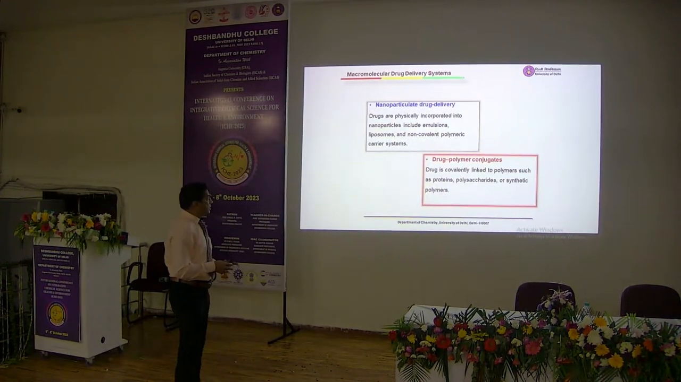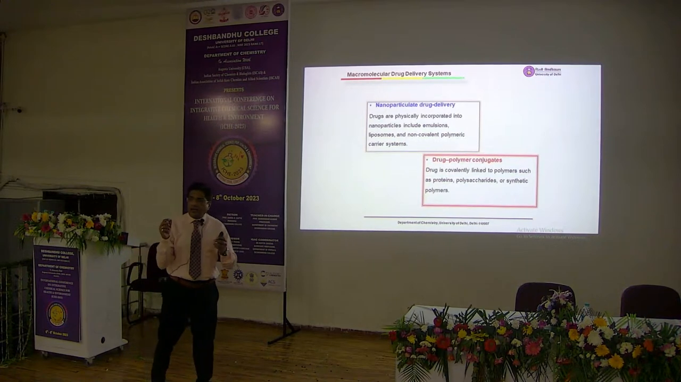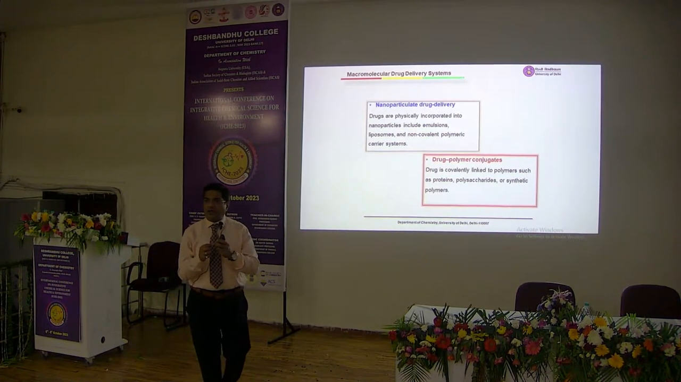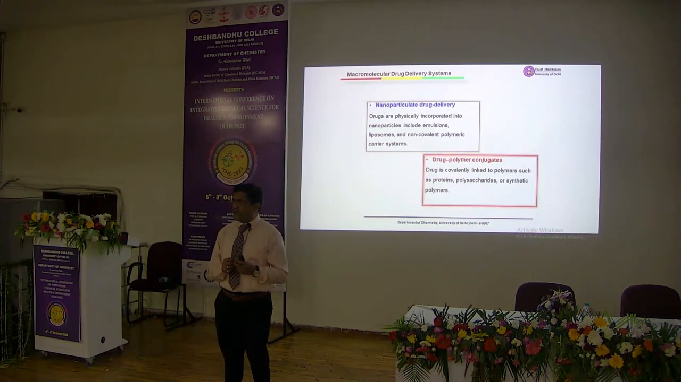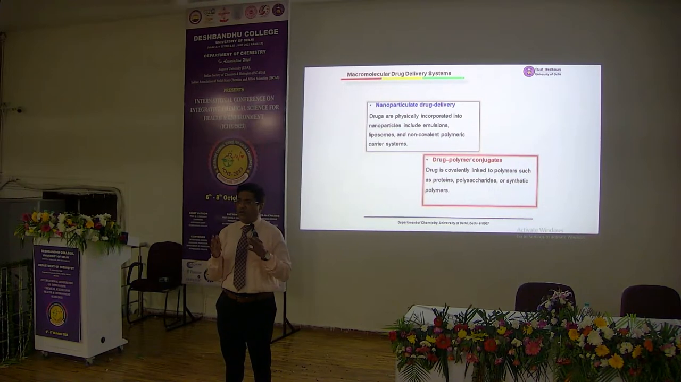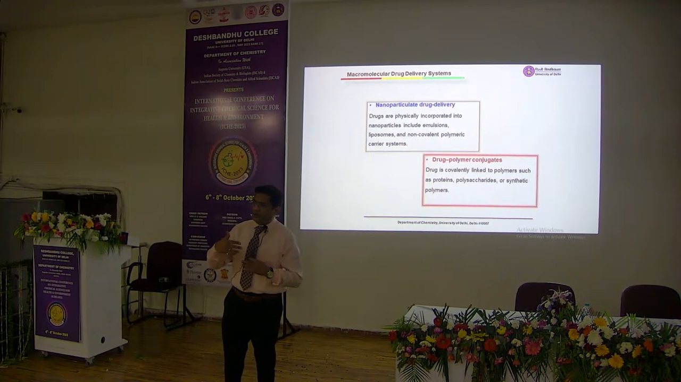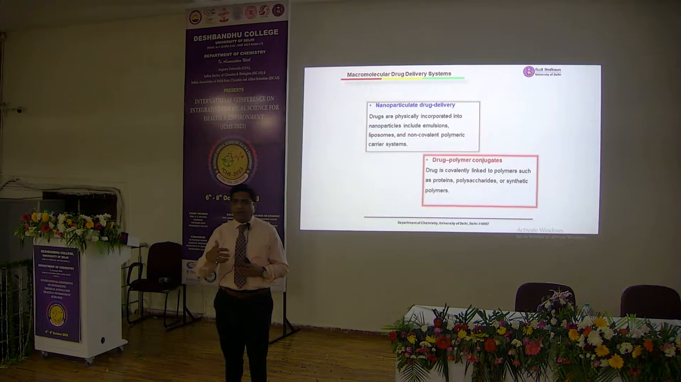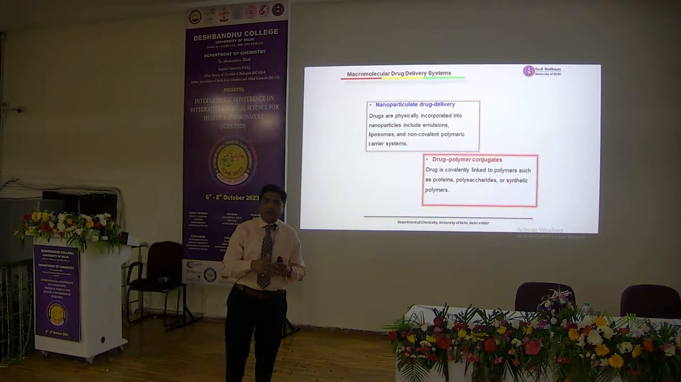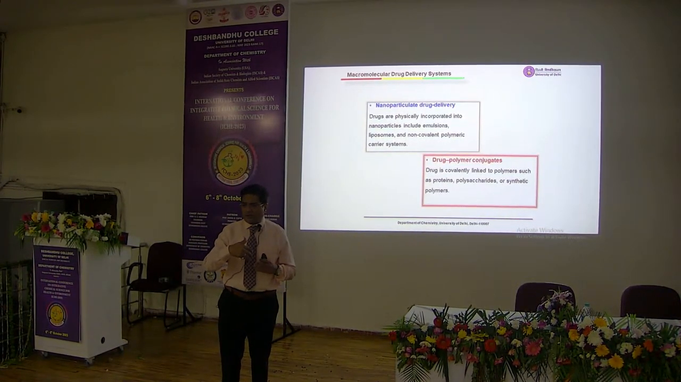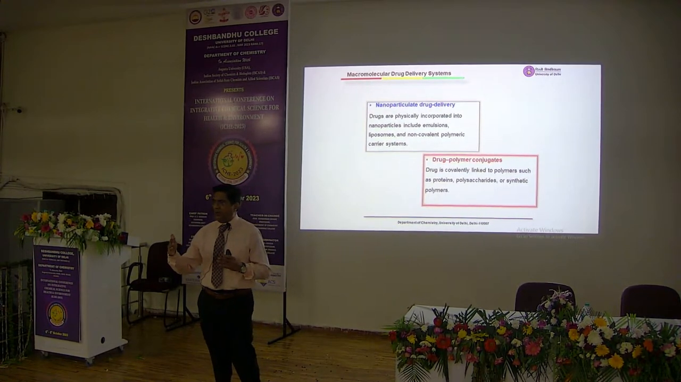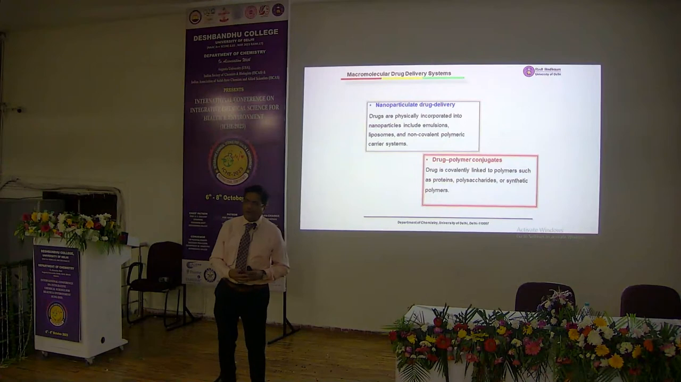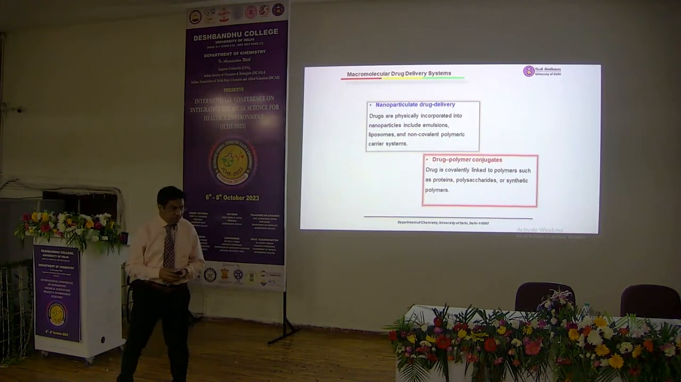The other is the drug polymer conjugates. The drug is attached through a covalent bond or through some bond to the drug delivery system, but they have some sensitive groups. So these groups exhibit sensitivity. When they reach the target site, then this sensitivity is shown, and the drug comes out from that polymer molecule, and it is delivered to the target site.